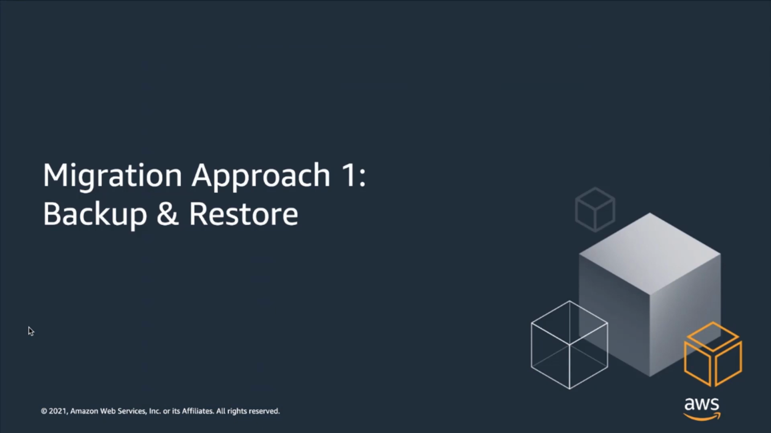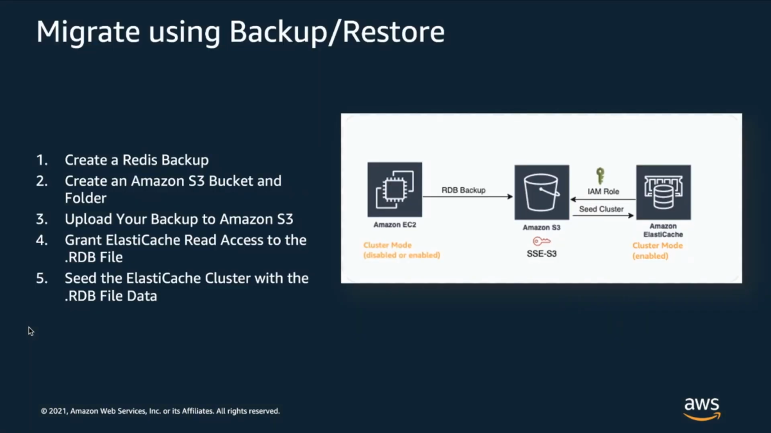Here's our first migration approach, the backup and restore method. Conceptually, this pattern is very simple. We'll leverage the built-in capabilities of Redis to create a snapshot of our data on disk, referred to as an RDB file. An RDB is a binary representation of the data stored in memory with some compression. Once we have the snapshot in place, it's simply a matter of uploading the snapshot to an S3 bucket and granting ElastiCache read access to the RDB file. Then when we create our new ElastiCache cluster, we specify the RDB file and use it to seed the data for the new cluster.